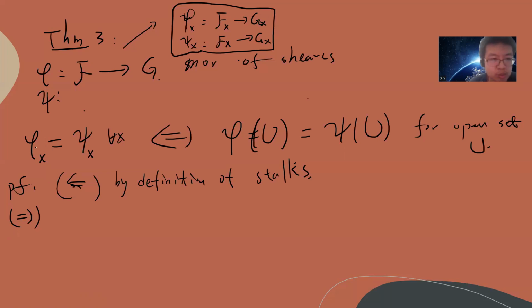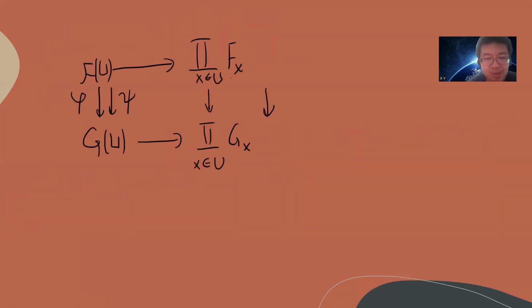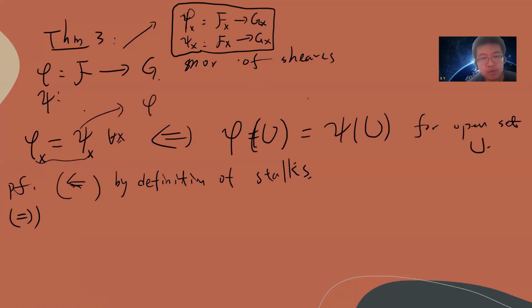So there's a map phi_x and a map psi_x. Phi_x maps F_x to G_x, and psi_x also maps F_x to G_x. And this means that they are the same for each x. So they are the same map.